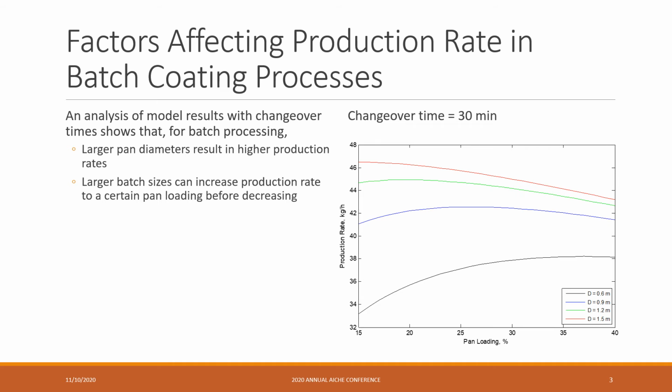So for batch coating processes, we have to consider the changeover time, and when we include the changeover time into the overall cycle for the coating process, then the impact of pan diameter reverses, and increasing the pan diameter results in higher production rate. The same can be said about the pan loading, but only up to a certain point. At a certain point, increasing the pan loading actually decreases the production rate, and this is because with deeper beds, it takes much longer to get to the same coating uniformity level.